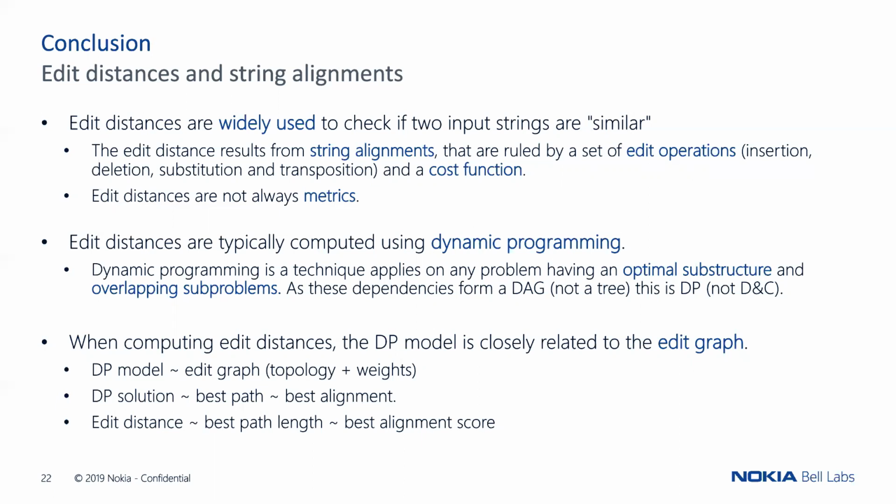Finally, when you compute an edit distance, the DP model is closely related to the edit graph. And so solving the DP model consists in finding an optimal path in the edit graph. And this optimal path reveals the best alignment and the best alignment score. And that's all.